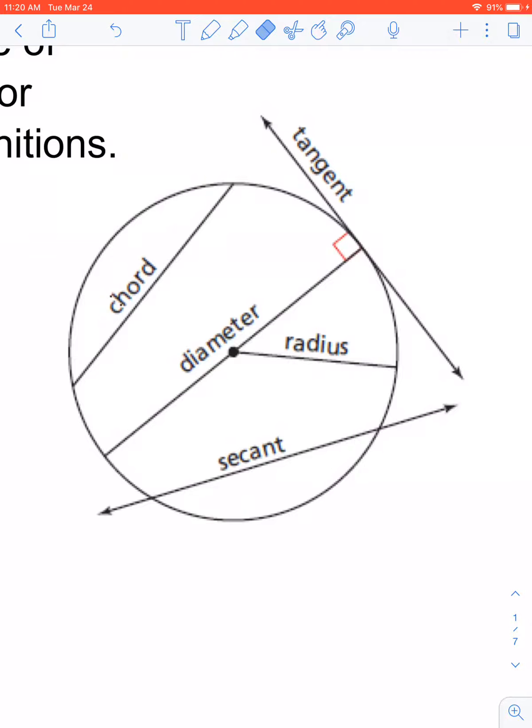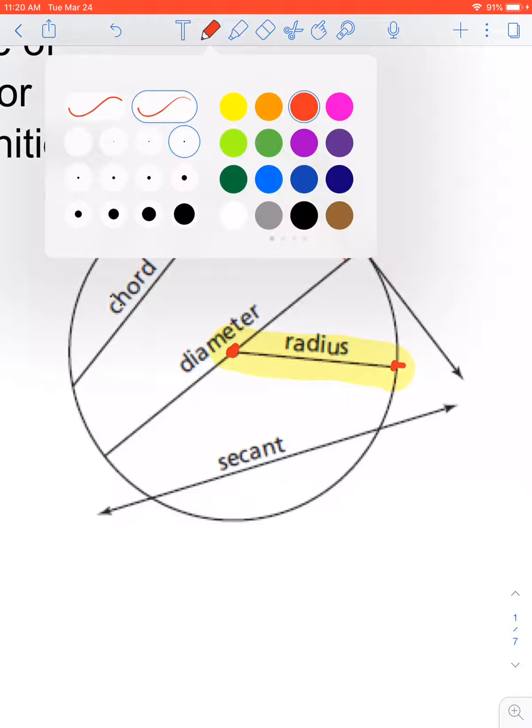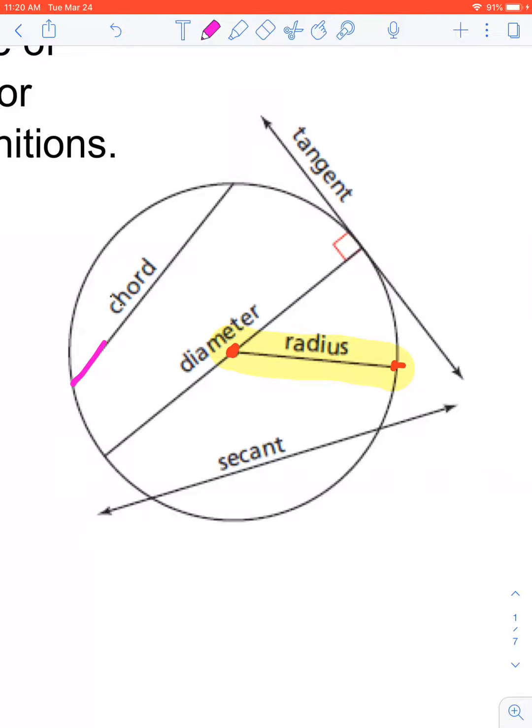All right, so here is our vocabulary for this particular section. The first thing we want to look at is what is a radius, and how do you determine a radius? You look at where the endpoints are located. One endpoint of a radius is located in the center of the circle, and the other endpoint is located on the circle. If I look at a chord, it has endpoints, and they are both on the circle.